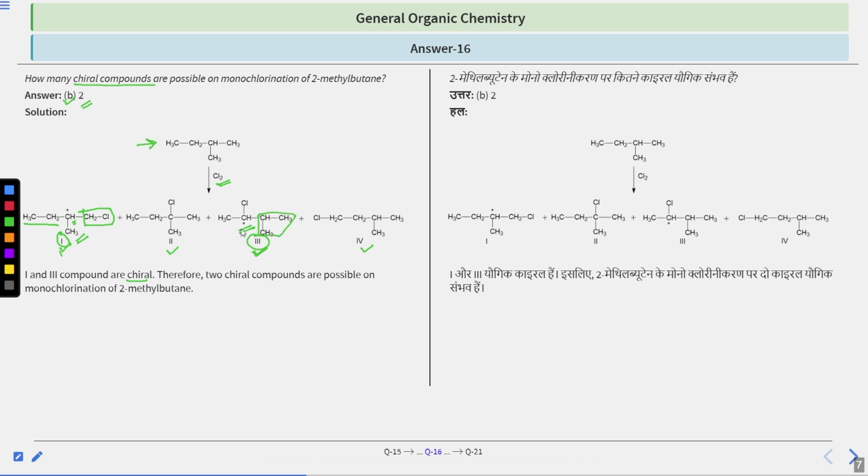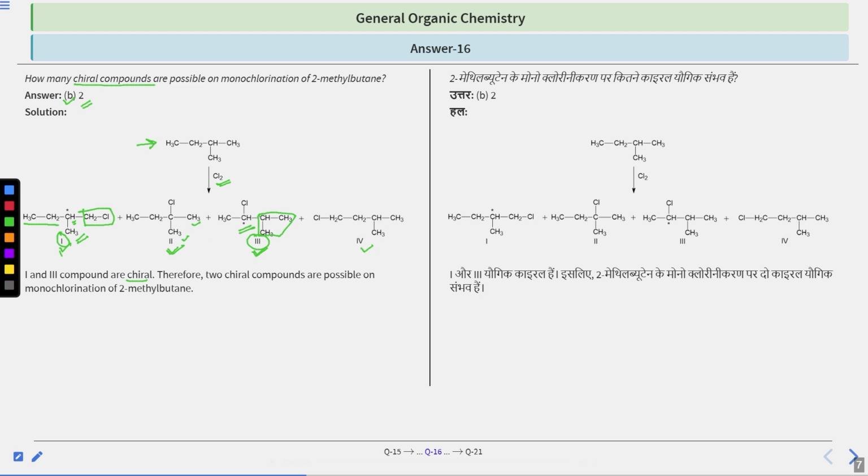Okay, so that's why it is a chiral carbon. In fact, you can also check in the second and fourth. If you see in the second one, this carbon has 1 Cl, 1 CH3, and again 1 CH3. So these are 2 same groups which are directly attached to this carbon. That's why it is not a chiral carbon.